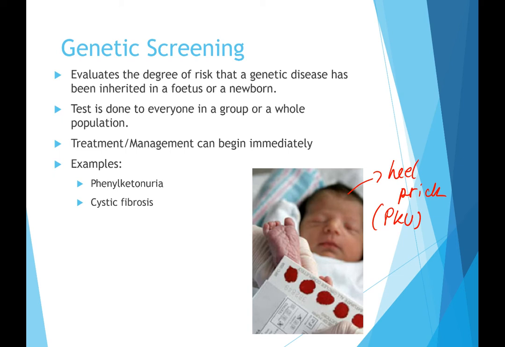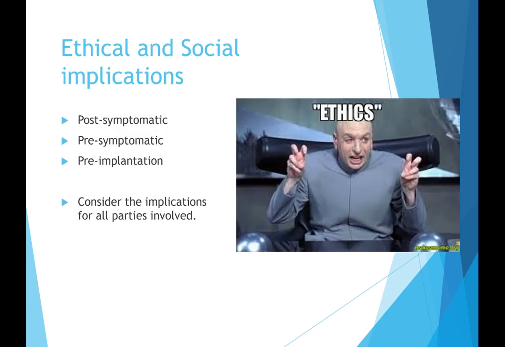For example, if we get kids that are born with phenylketonuria in really early on, we can change their diet, and it means that they don't develop the horrible symptoms of PKU. Cystic fibrosis is another example of this. We do have to look at the ethical and social implications of this.